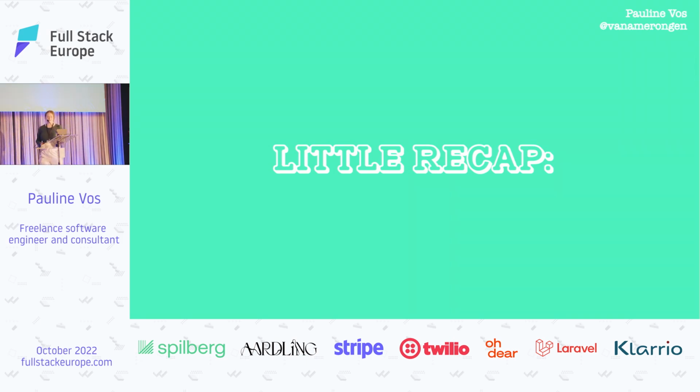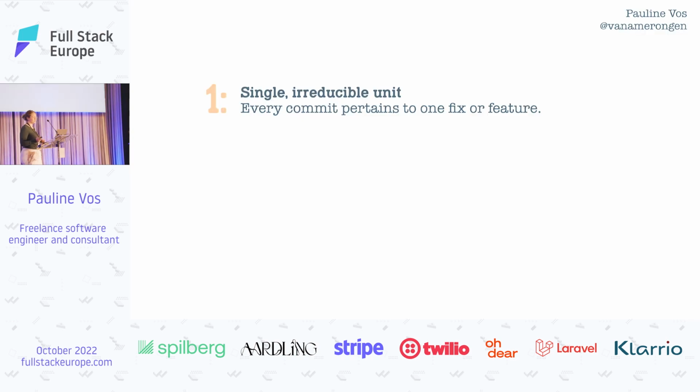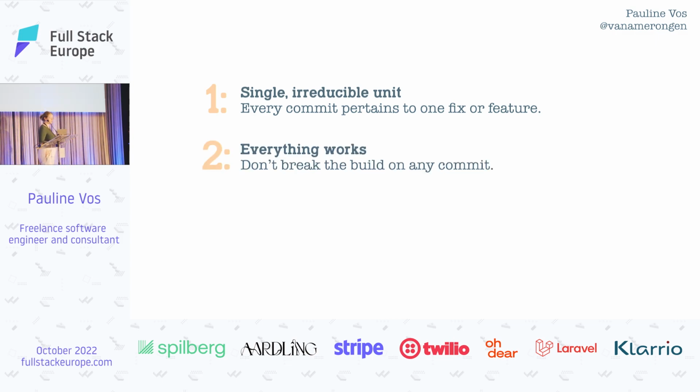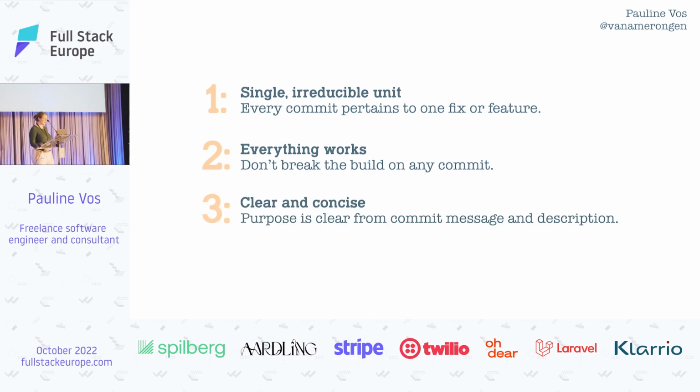But atomic commits are basically just regular commits, but you organize them in such a way that they're a single irreducible unit. So every commit will pertain to one fix or feature or whatever you're working on. So a commit is not going to be, oh, I did this and then this and then this. You did one thing, and that's the commit. You make sure everything works, so you don't break the build. Tests are green, ideally. You'll see why in a bit. And it's clear and concise. So the commit message is very clear and concise.